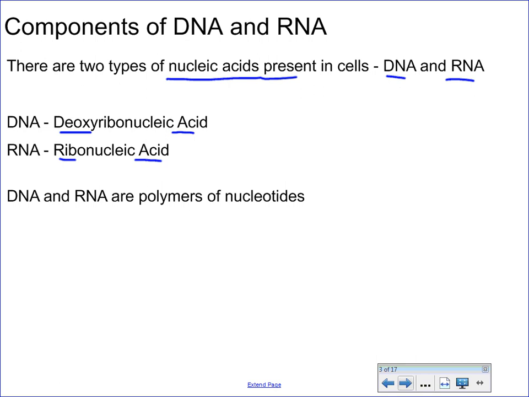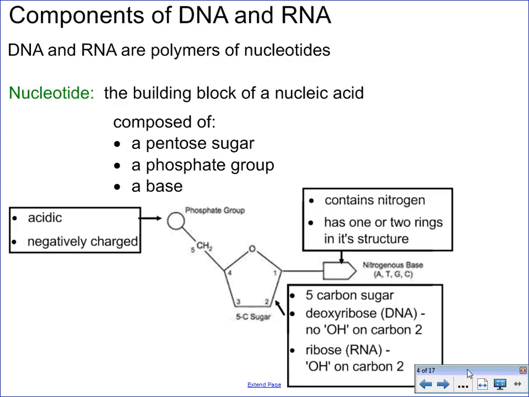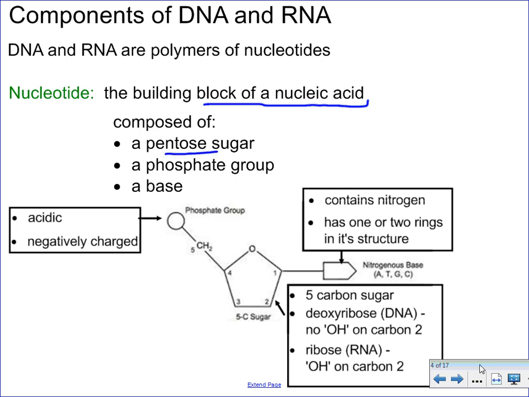DNA and RNA are polymers, long molecules made up of smaller subunits called nucleotides. With DNA and RNA being polymers of nucleotides, we can consider nucleotides the building blocks of a nucleic acid. A nucleotide has three parts: a pentose sugar, a phosphate group, and a base. These three components are attached in a very specific manner.